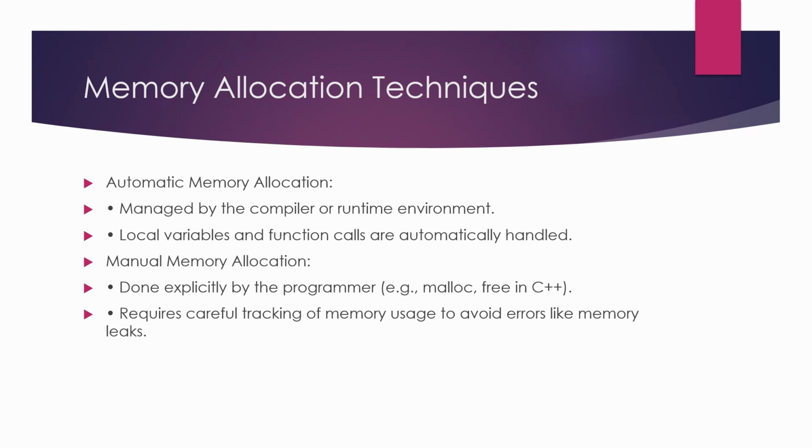There are two primary types of memory allocation: automatic and manual. Automatic memory allocation is managed by the compiler or runtime environment, such as with local variables and function calls. Manual memory allocation requires the programmer to explicitly allocate and deallocate memory, as seen in languages like C++ with functions such as malloc and free. Manual memory management provides more control but also adds complexity.